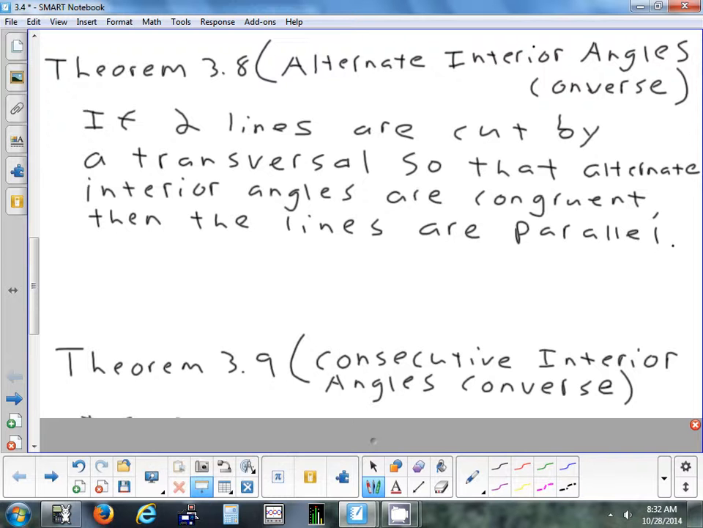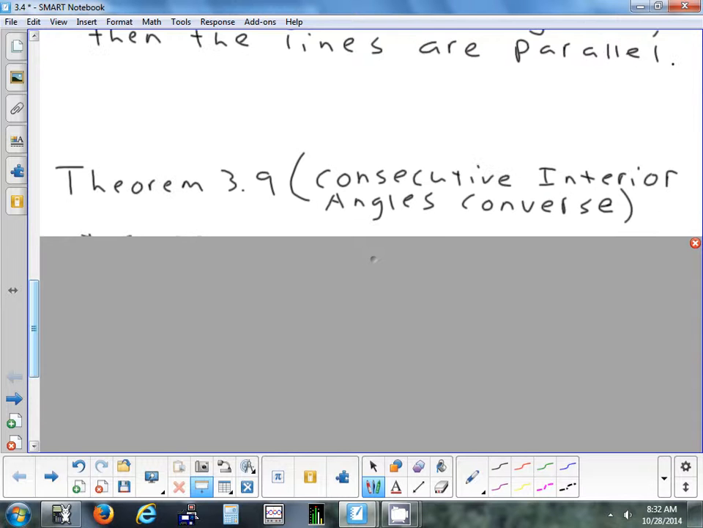Have a guess, Connor? Do you have a guess what that one says? It's going to be the same, but not. They're going to be in the same, like, they're going to equal 180. Right. This is that if you have the consecutive interior angles, they add up to 180, then the lines are parallel.